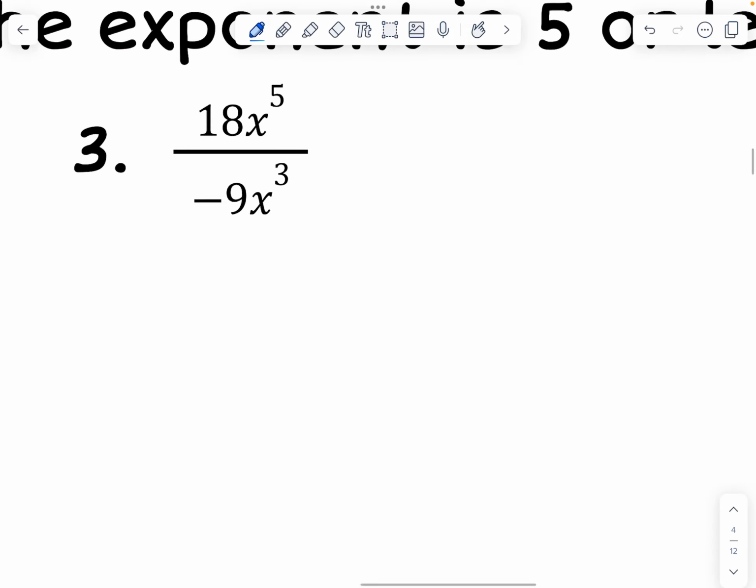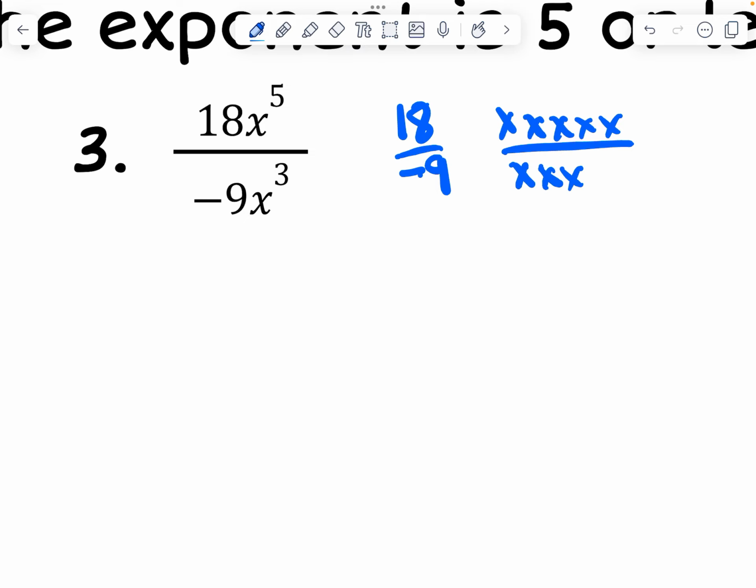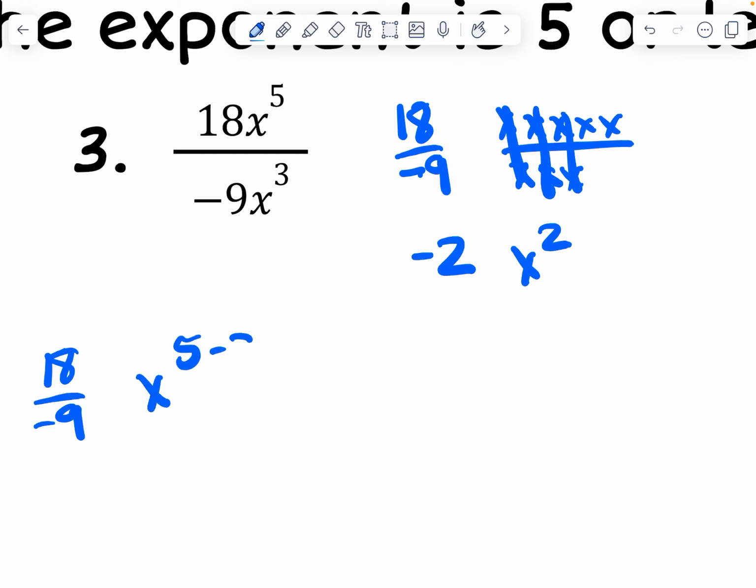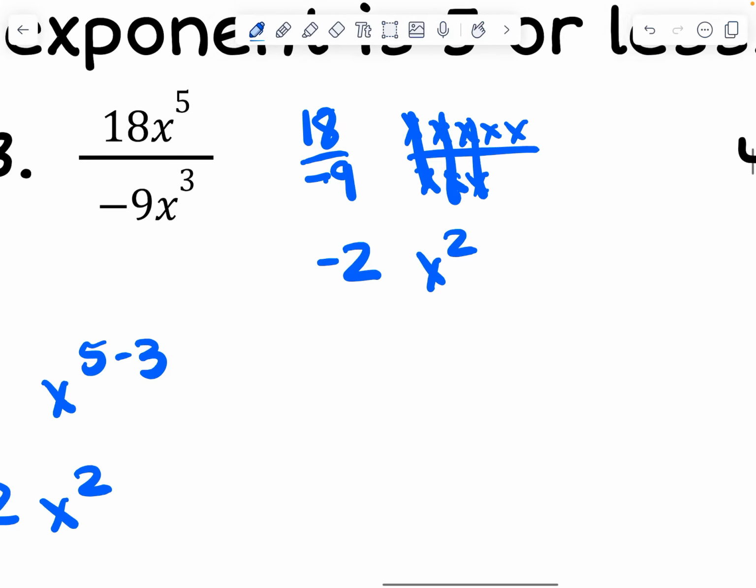On this one, I'll separate it just so that you can see it. 1, 2, 3, 4, 5. 1, 2, 3. 18 divided by -9 is -2. Cancel, cancel, cancel, and I get x squared. Or I could have done it 18 over -2 and subtract my exponents. So that gets me -2 x to the 2nd. Either way, it's going to get you the exact same answer.